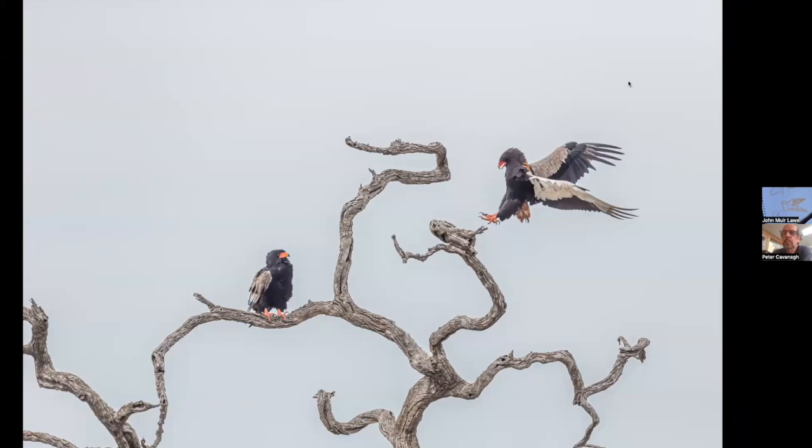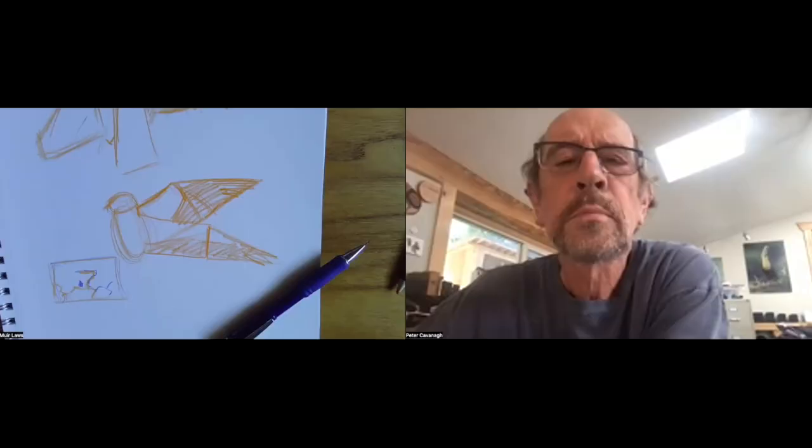What was the name of this tree again? A leadwood tree. Leadwood tree. Beautiful. What is another one of your photographs that inspires you, that you particularly find interesting?